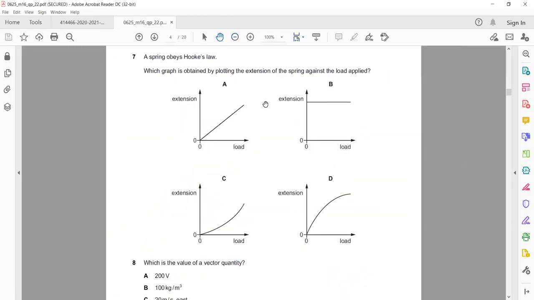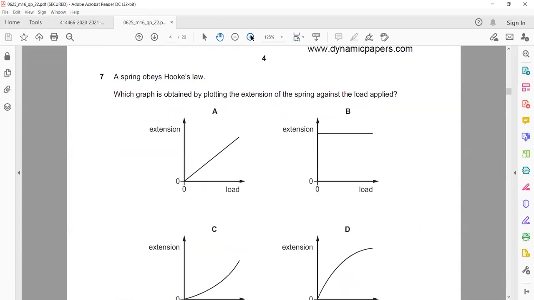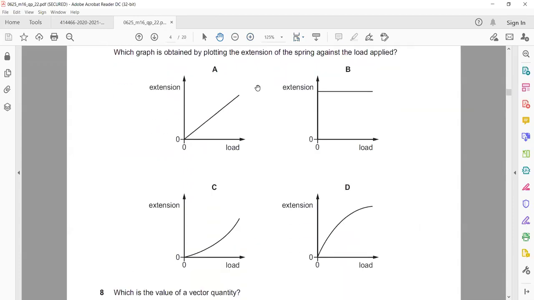Question 7. A spring obeys Hooke's law. Which graph is obtained by plotting extension of a spring against the load? It is obeying Hooke's law. So when it obeys Hooke's law, the force and extension graph should be a straight line and the slope represents the spring constant K.